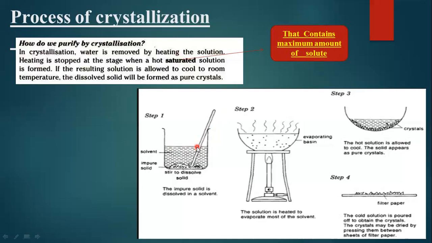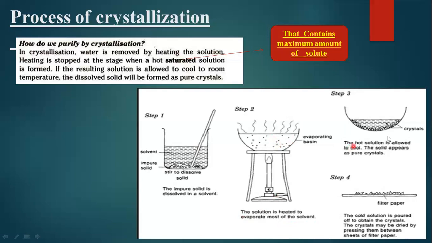Further, we will do filtration to separate the impurities, and the filtrate is shifted in step 2 into the evaporating basin. The evaporating basin is a kind of apparatus in which we heat the saturated solution. The solution is heated to evaporate most of the solvent. When we heat the solution, definitely the solvent will be evaporated, leaving behind the solid.